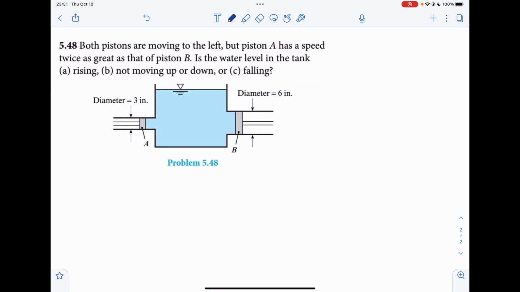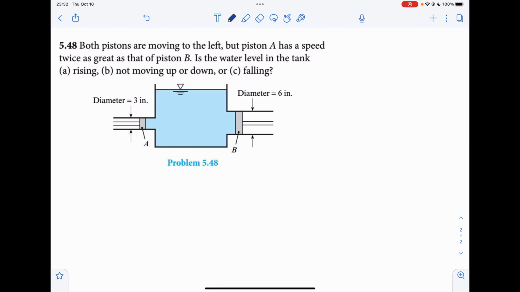Now we look at problem 5.48. We have a tank here, and we have two pistons. One is called piston A, and it's moving at a speed which is twice the moving speed of piston B. The problem is asking, in the tank, is the water level rising, not moving up or down, or falling?